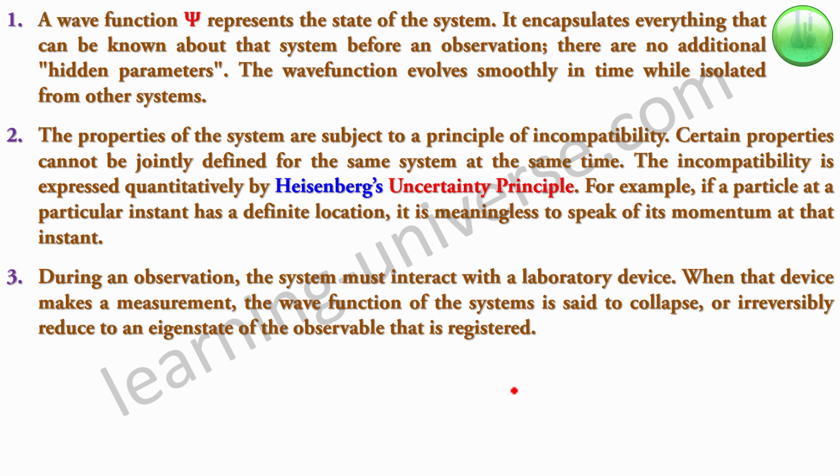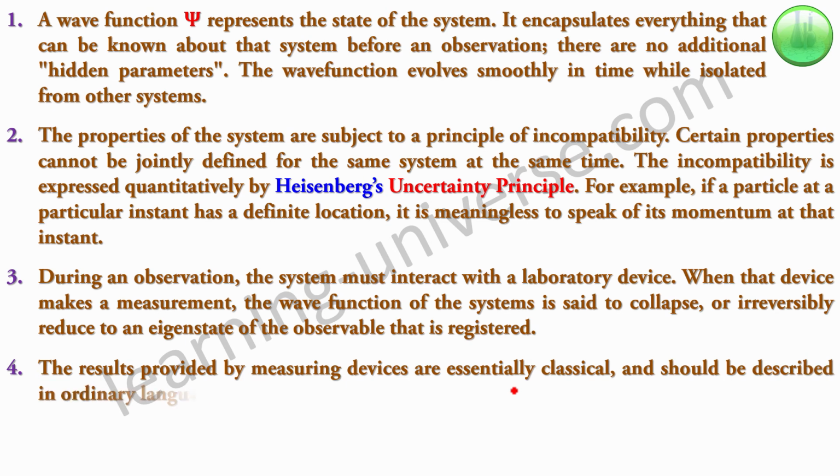The next point is that the results provided by measuring devices are essentially classical and should be described in ordinary language. So whenever you detect something, whenever you measure something, the result will be like a classical mechanics value. So if you're able to get the exact momentum, it will be just like the momentum of a cricket ball or a baseball. If you try to measure the exact position, it will be just like you're measuring in classical mechanics the position of a ball. So whatever measuring devices you use, the observed value would be essentially classical in nature.